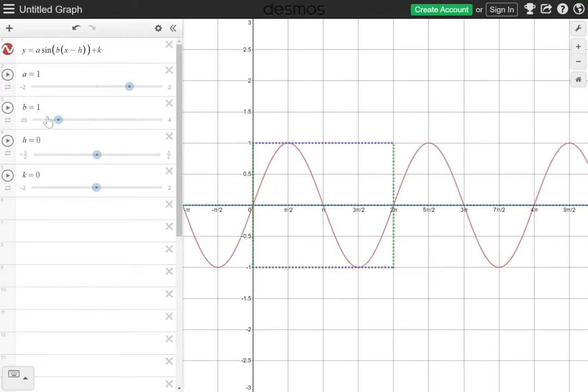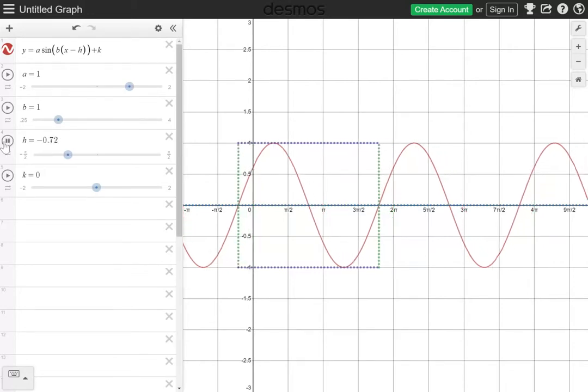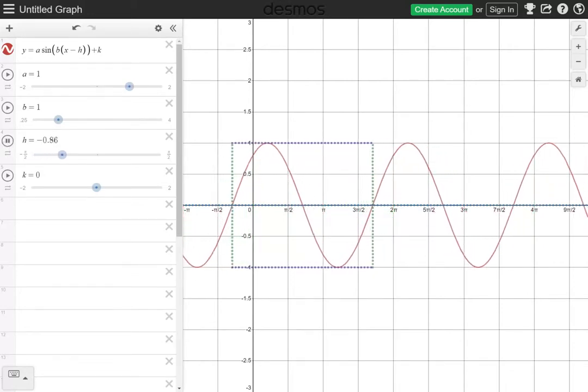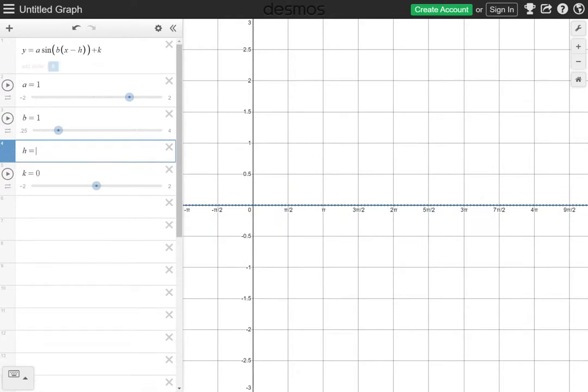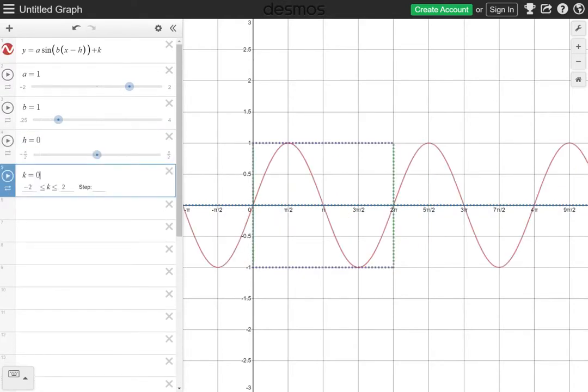All right, so then let's look at h. H is inside the parentheses. So as we move h around, it's just going to slowly move left and right. All right, and so the last thing is k. So let me set h back to 0 so we can get that centered again. All right, and we'll go with moving k.